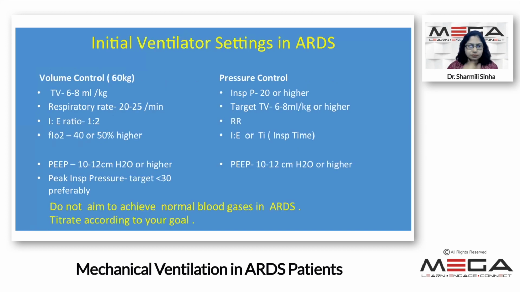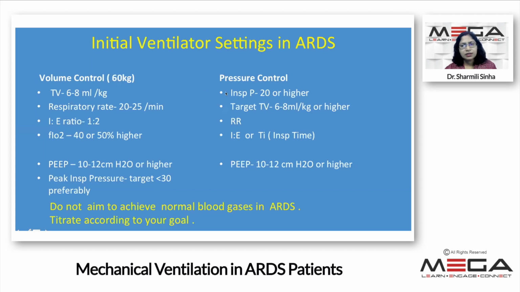In the volume control mode, say for 60 kg adult patients, as I said, the tidal volume will be in the range of say 6 to 8 ml per kg. Respiratory rate for these patients initially is kept around 20 to 25 breaths per minute. I:E ratio is set, and usually we set a slightly higher PEEP depending on the severity of the oxygen requirement. And again, the target remains less than 30 centimeter water.